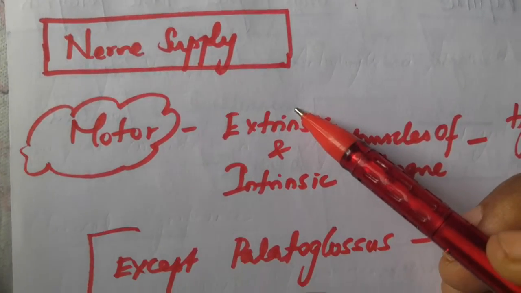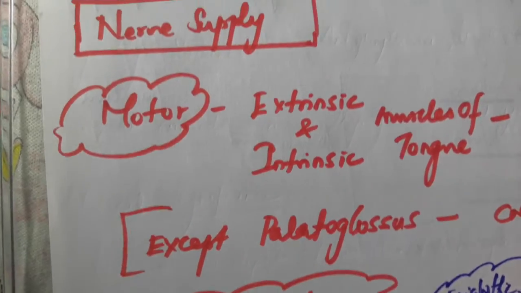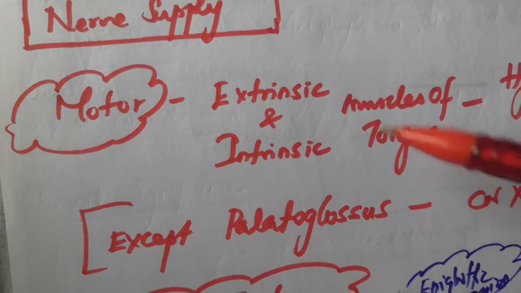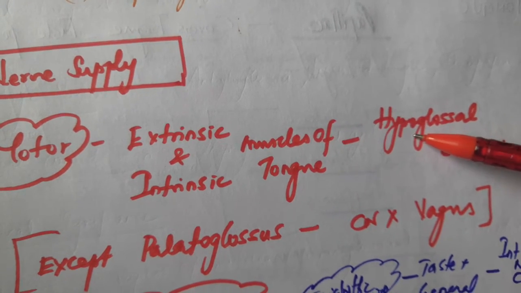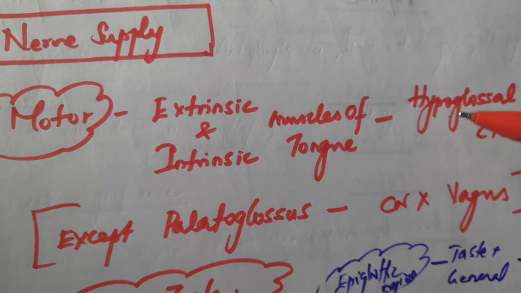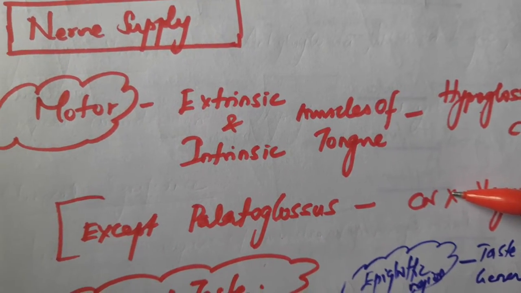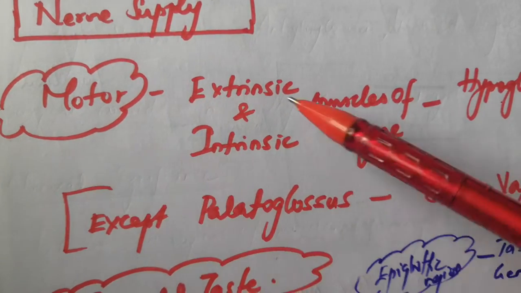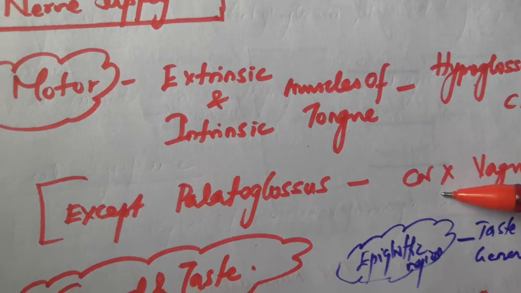Then coming to the nerve supply. We have the motor nerve supply. Both extrinsic and intrinsic muscles of the tongue are supplied by the hypoglossal nerve. There is only one exception: the palatoglossus muscle alone is supplied by the vagus nerve. All the muscles of the tongue are supplied by the hypoglossal nerve except palatoglossus, which is supplied by the vagus nerve.